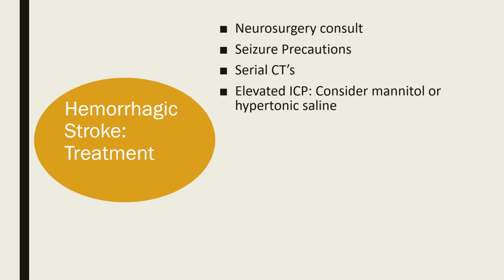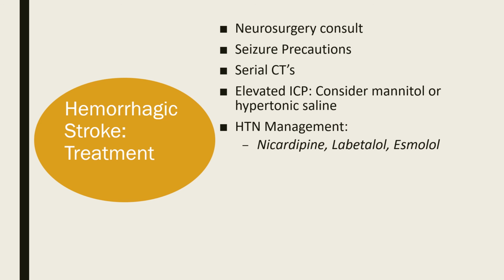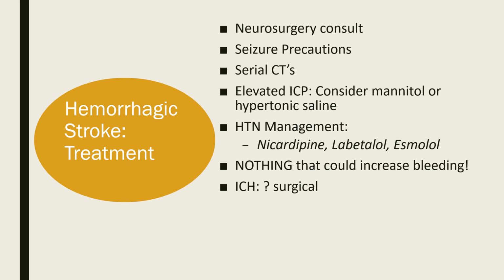And then if they do have signs, symptoms of elevated intracranial pressure, you can consider giving them mannitol or hypertonic saline, but this is done in very small boluses, as I had discussed in the IV fluids lecture. And then hypertension management. This is done with the same meds as for ischemic stroke. You use nicardipine, labetalol. You can also use esmolol. And you don't want to give them anything that could increase their bleeding, obviously. So they would definitely not get any VTE prophylaxis, or you wouldn't resume their home aspirin, Plavix, anything like that.